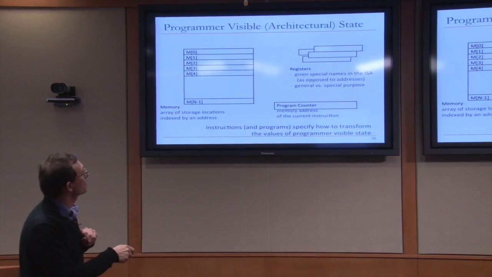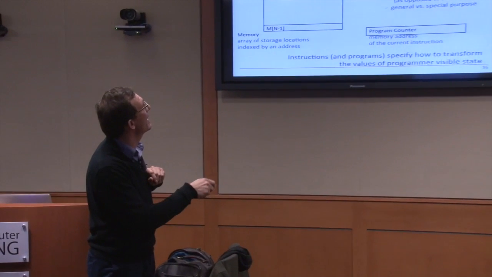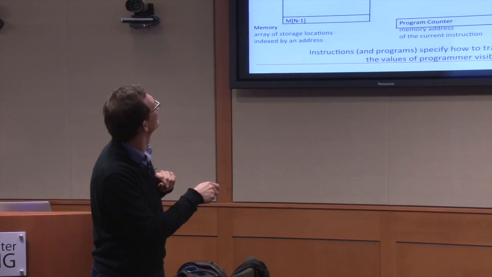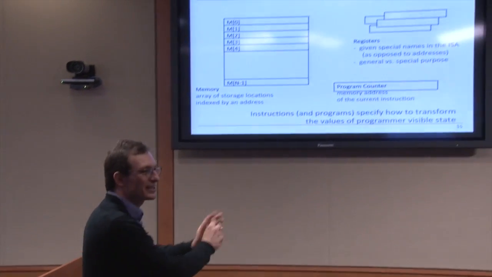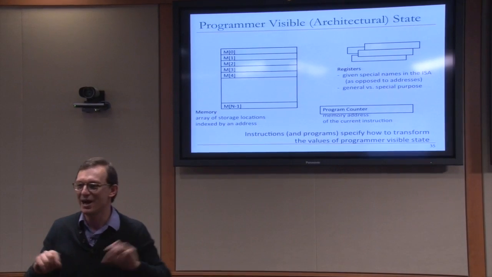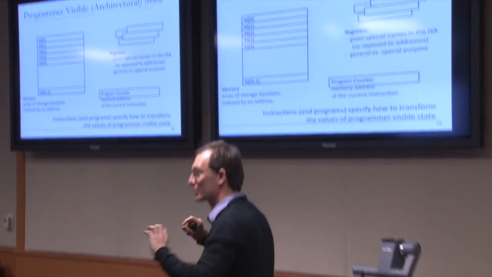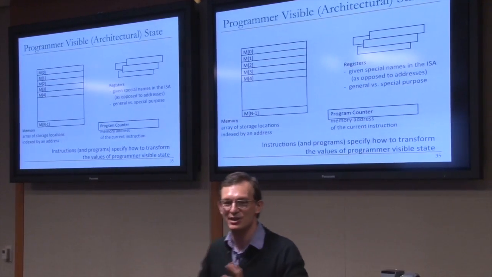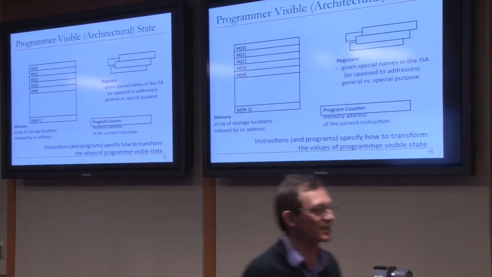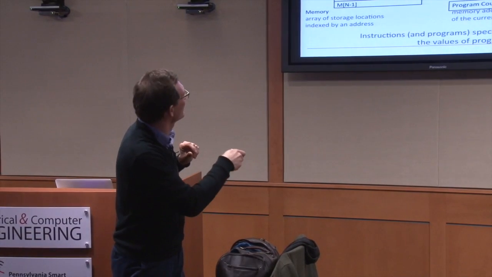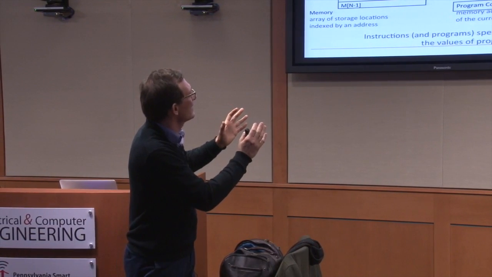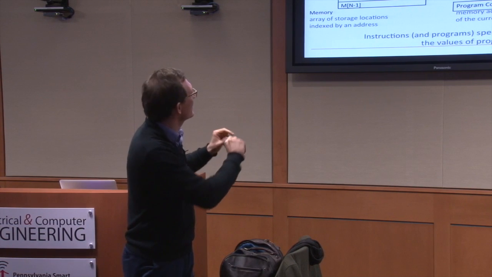Basically, instructions and programs specify how to transform the values of this programmer visible state. You can think of an instruction as taking this architectural state and transforming it to some other state. How that's done is specified by the definition or description of the instruction in the ISA. We'll get to this when we start talking about microarchitecture, because there are many ways in which you can do this state transformation. In the end, the machine you're building is really a sequential finite state machine. This is your beginning state, and you execute an instruction that takes you to some other state.